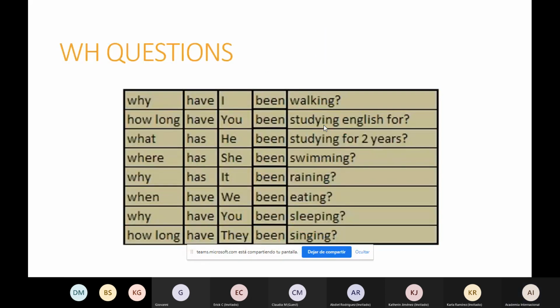Then I have the WH questions. As you remember, these words like why, how long, what, where, why, when, and so on are used in order to have extra information or be more specific when we want to know about something or someone.